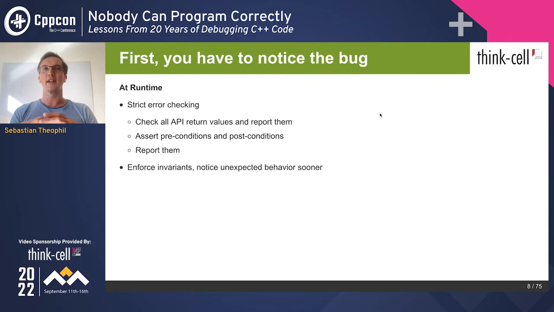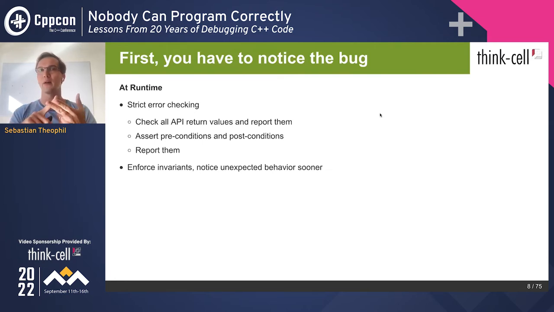And in order to get the largest amount of bug reports we can get, we should implement very strict error checking. This is what we do at ThingCell, for example, and I think it's generally a good approach. So we check all return values from all system APIs that we call, and we report them all to our backend. So that means when we make a call, for example, to an OS function to open a file, it's always expected that opening the file fails because it doesn't exist anymore, or because you don't have access rights to it.